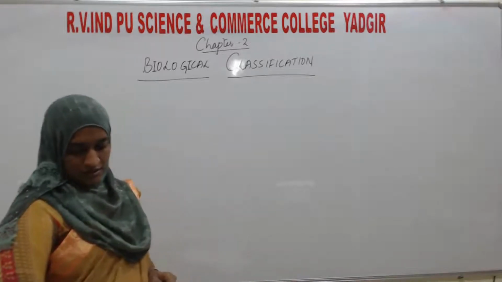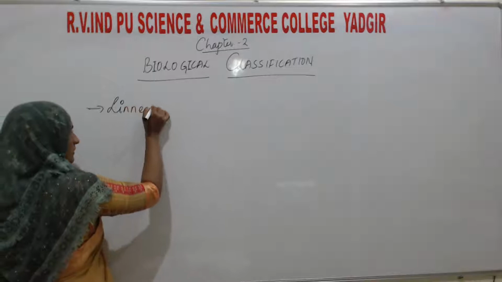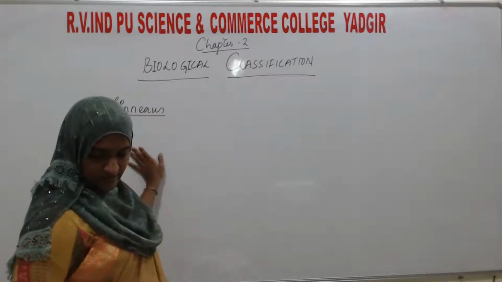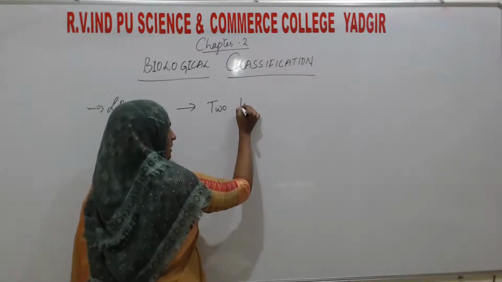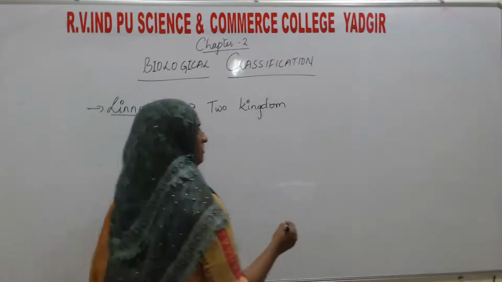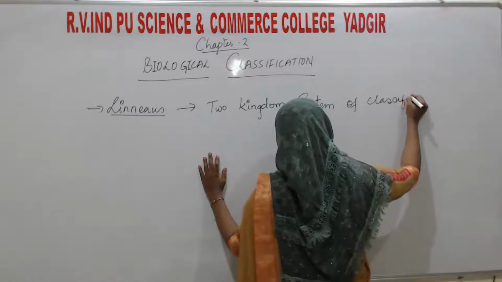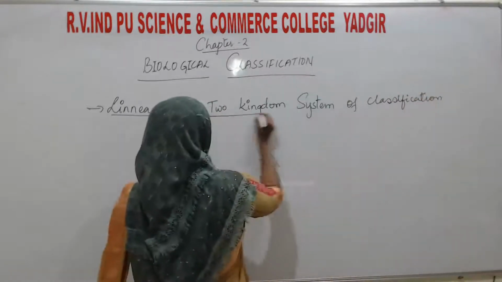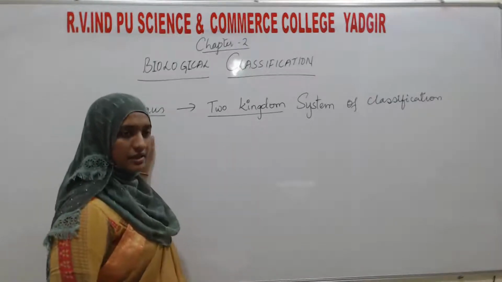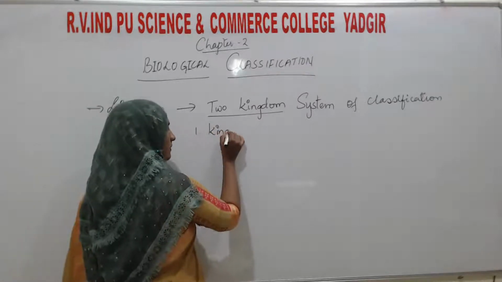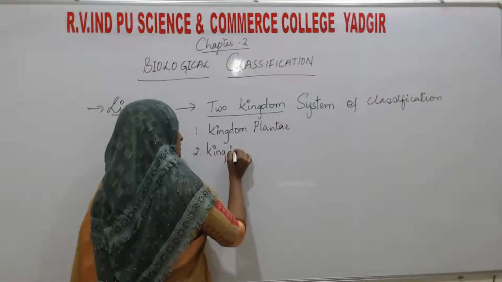The next person is Linnaeus. In Linnaeus's time, the two kingdom system of classification was discovered. How many kingdoms? Two kingdoms. And what are the two kingdoms which were introduced by Linnaeus? The first is kingdom Plantae, and the second is kingdom Animalia.